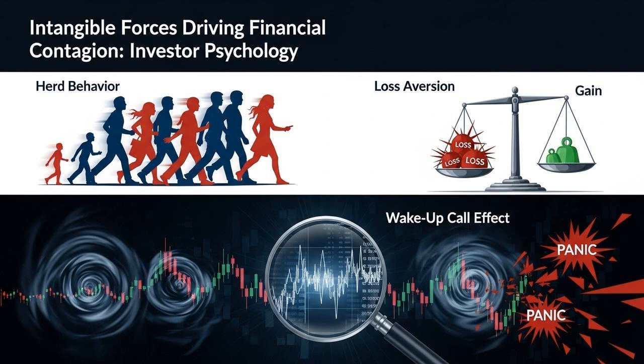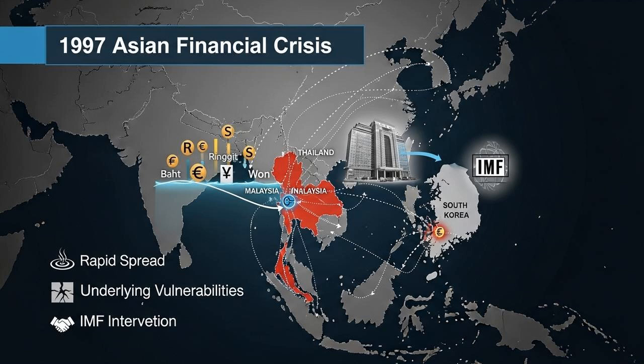This portfolio rebalancing can transmit the initial shock across the globe. Finally, there's the concept of a wake-up call. A crisis in one emerging market might lead investors to suddenly scrutinize the fundamentals of all other emerging markets more closely. They might uncover vulnerabilities that were previously ignored, triggering a sudden outflow of capital from an entire category of countries. Let's look at how these mechanisms played out in three historic crises.